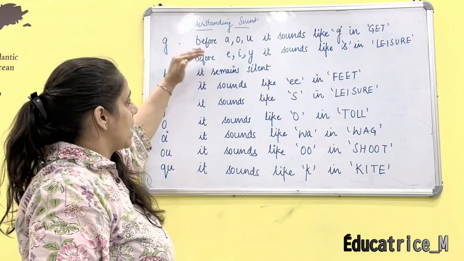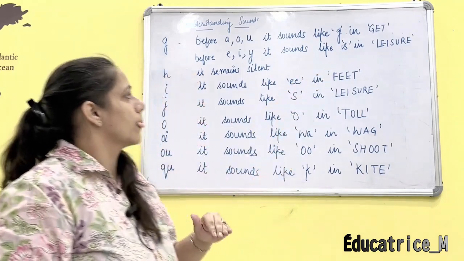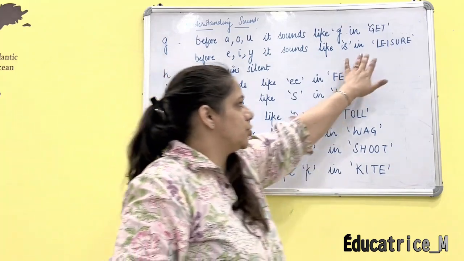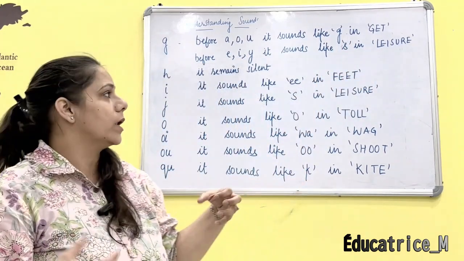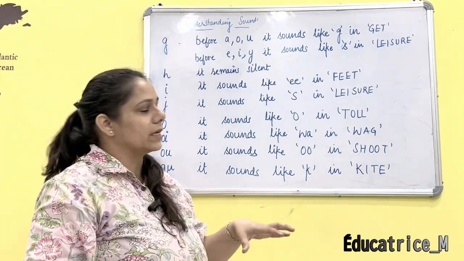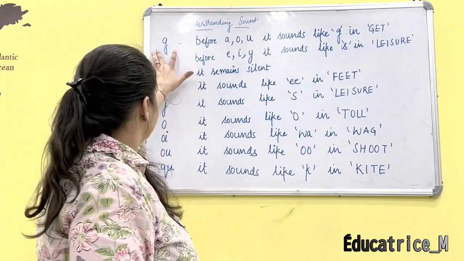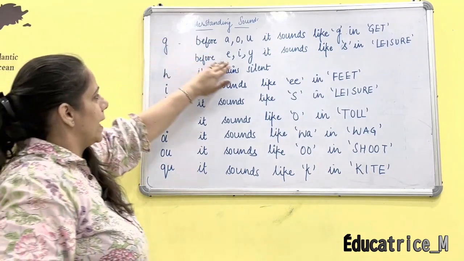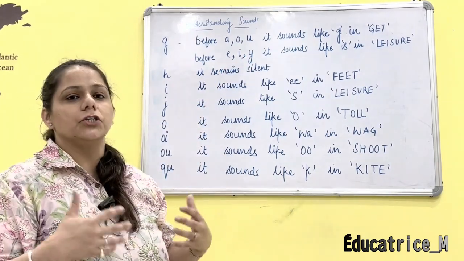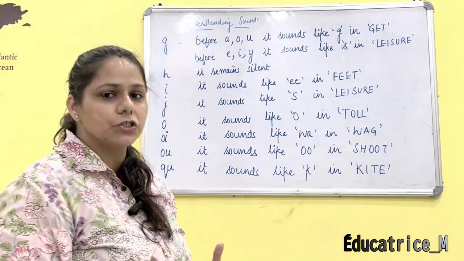And if it appears before any vowel E, I and Y, it sounds like how S is sounding in the English word leisure. See the sound. It's not sounding like sir or something like ko. It is sounding like leisure, sure. So if it appears before any of the vowels E, I and Y, it sounds like the S in the word leisure.